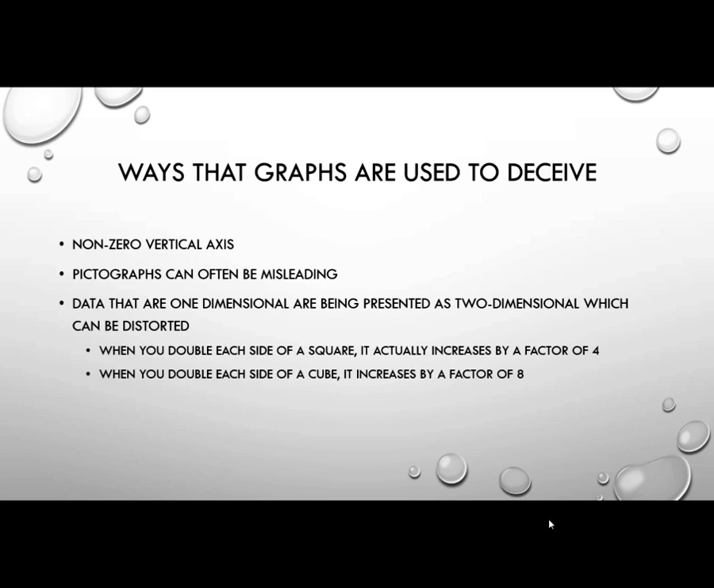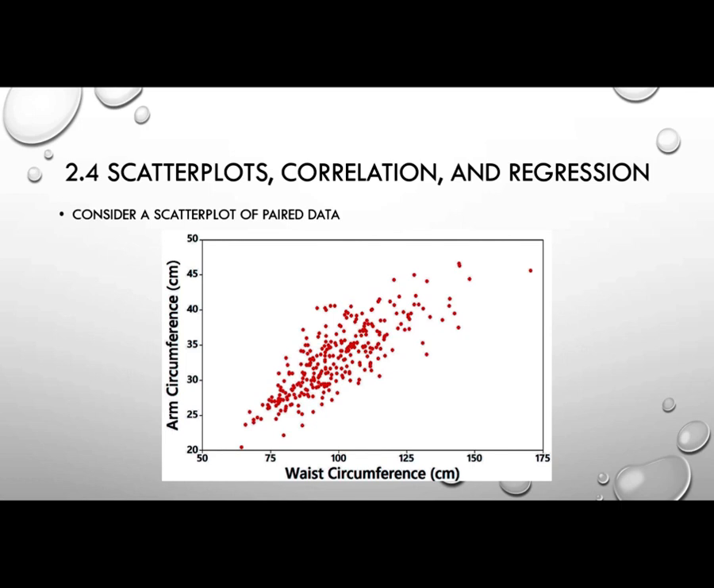So it really distorts the data to take a two-dimensional thing and make it into three-dimensional when it really should just be two-dimensional. All right, in section 2.4, personally, I think they're getting a little ahead of themselves because we're going to talk about this much more in later chapters when we cover correlation and regression.